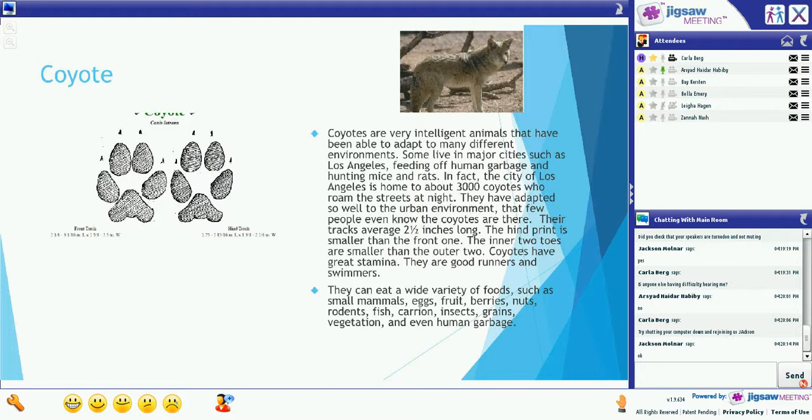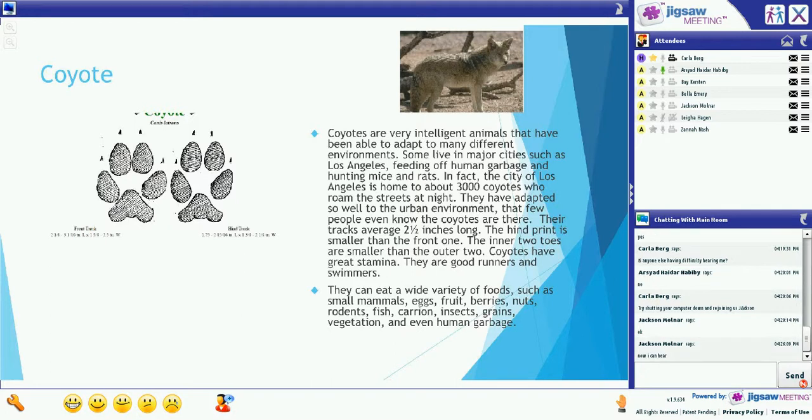In fact, the city of Los Angeles is home to about 3,000 coyotes who roam the streets at night. They have adapted so well to the urban environment that few people even know the coyotes are there.